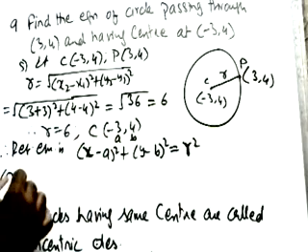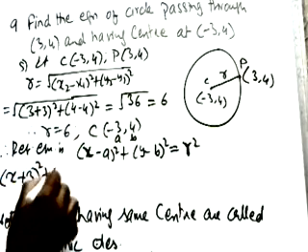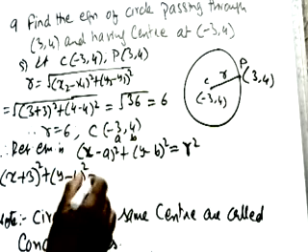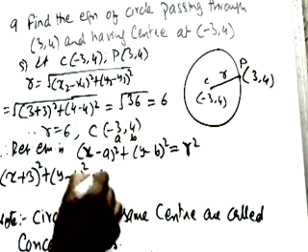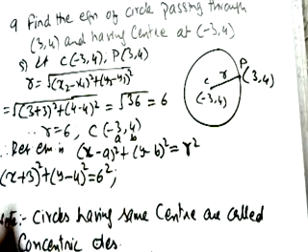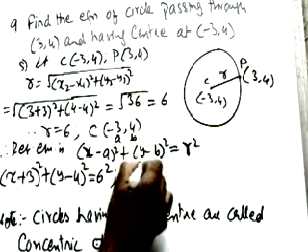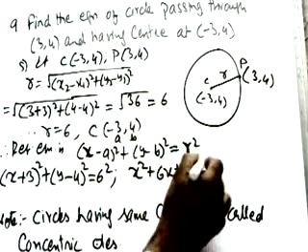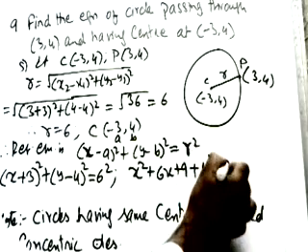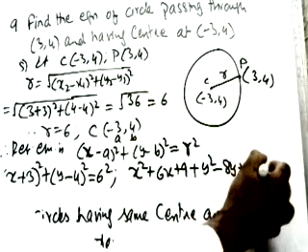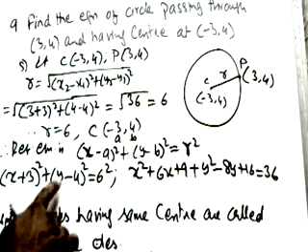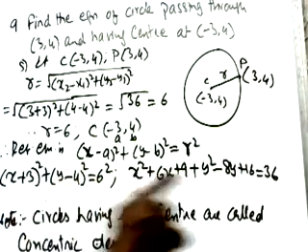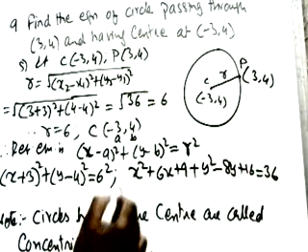Let me substitute this. X minus a is minus 3 here. So minus 1 is plus 3 whole square. Y minus b. B is 4 here. Whole square equals r square. What is radius here? 6 square. Let me solve it. A plus b whole square is a square plus 2ab. 2 into 3 is 6x plus 3 square is 9. A square is y square minus 2ab, 2 into 4 is 8y plus 4 square is 16 equals 6 square, 36.